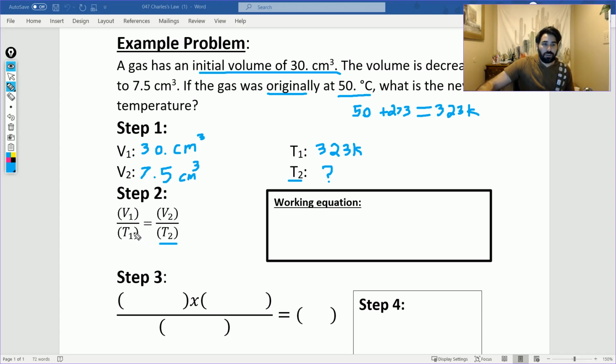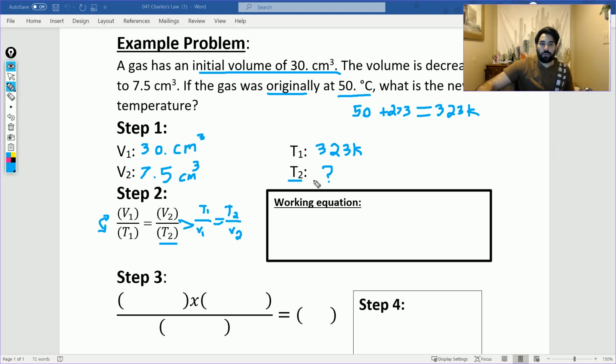So the first thing we do, if you remember, is we flip this equation. We put temperature on top and volume on bottom. So I'm going to rewrite that, I'll just put a little arrow here. We're going to rewrite that as T1 divided by V1 is equal to T2 divided by V2. If you flip the top and bottom, this is still a true statement. The numbers are different, but it's still a true statement, so the equation works.